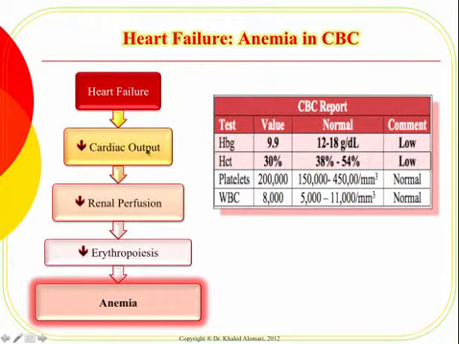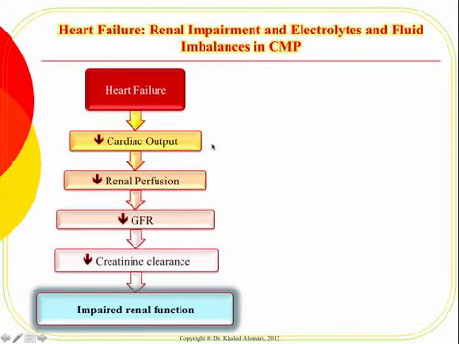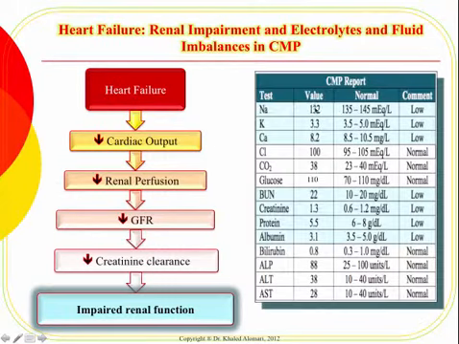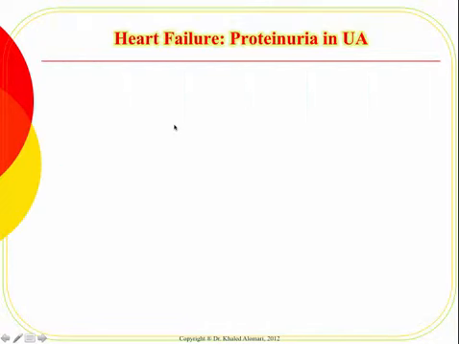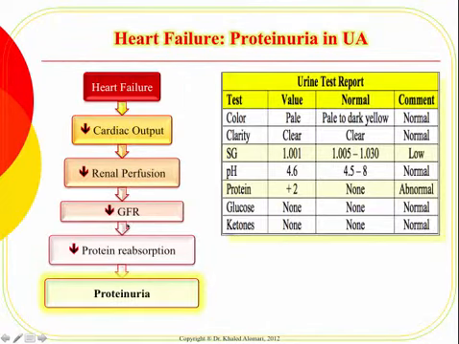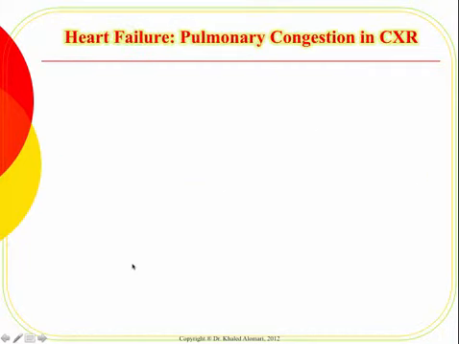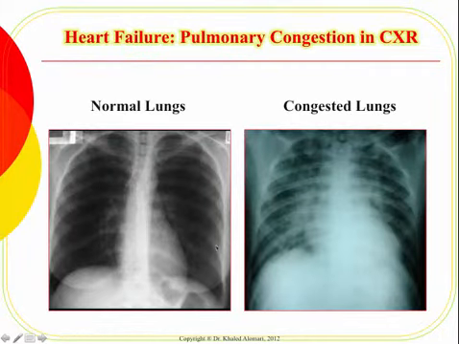Here's why you will see a CBC again. You may see anemia in patient with heart failure. This is why you may see some changes in the electrolytes, and again a creatinine in patient with renal failure. This is why you may see a proteinuria in patient with renal failure, again with heart failure, because heart failure eventually, if it's not treated, it will lead to renal failure. And this is what you could see in the x-rays.